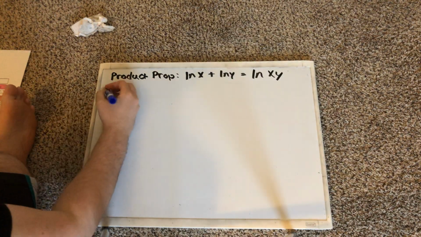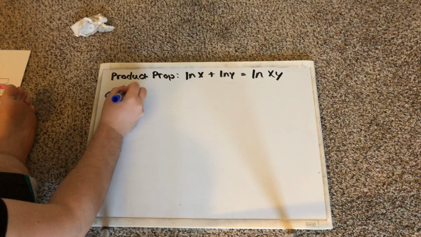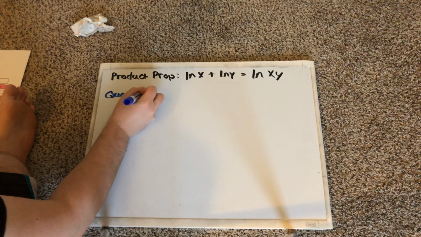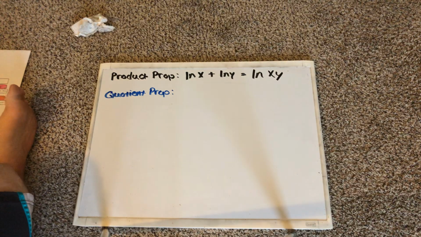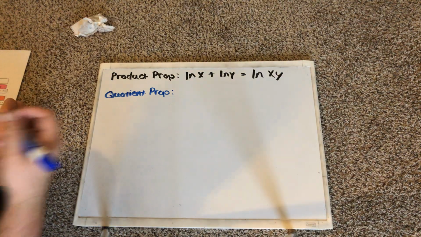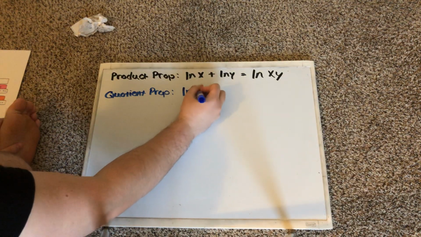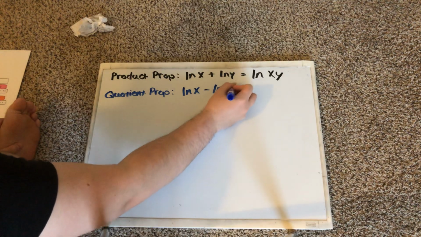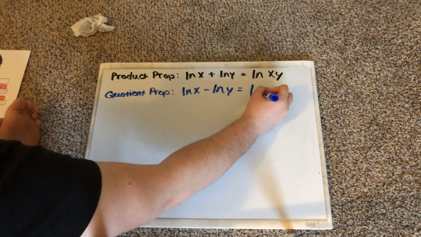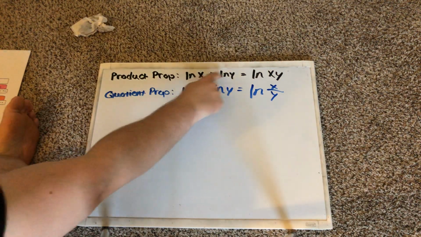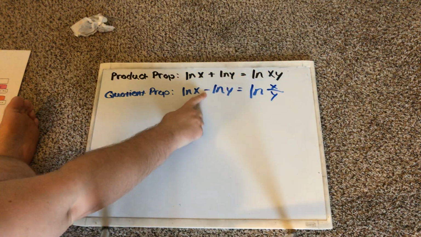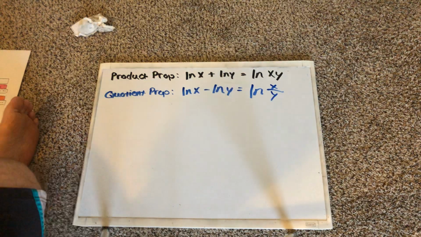For quotient property, we said that subtraction and division go together. Well, same thing here. Natural log x minus natural log y is equal to the natural log of x divided by y. So addition and multiplication go together, subtraction and division go together.